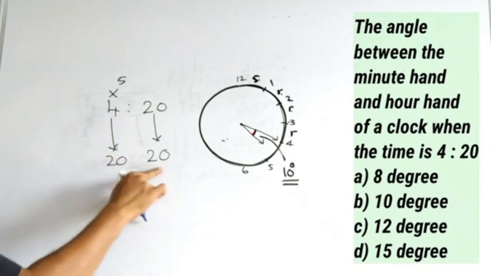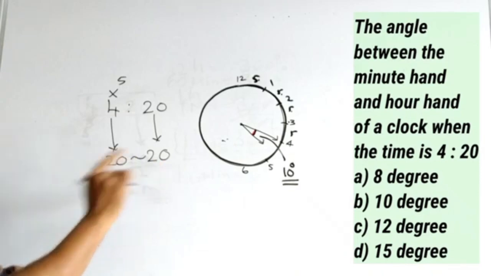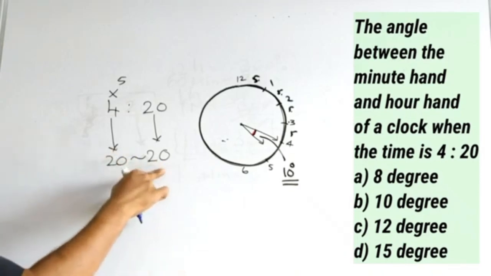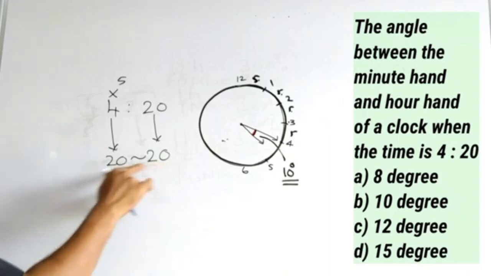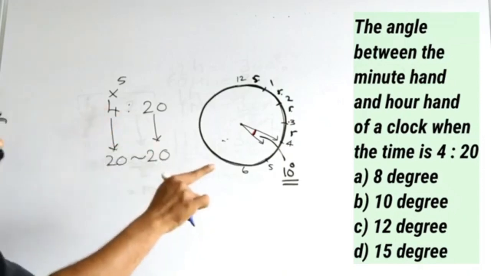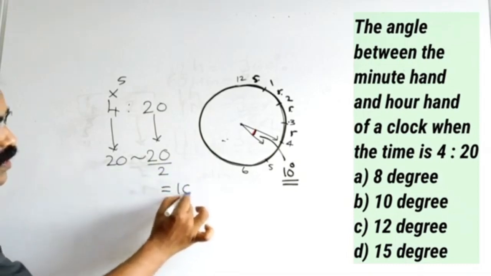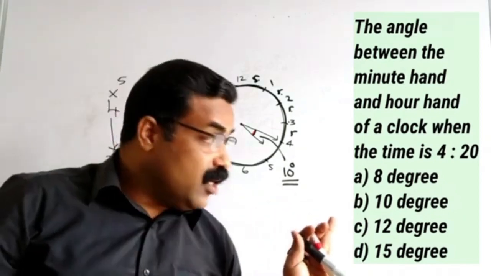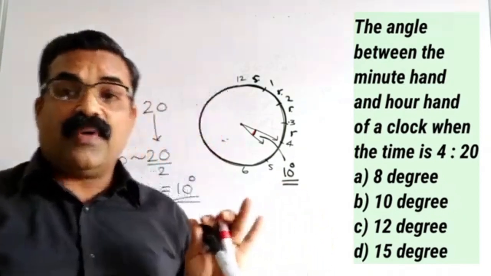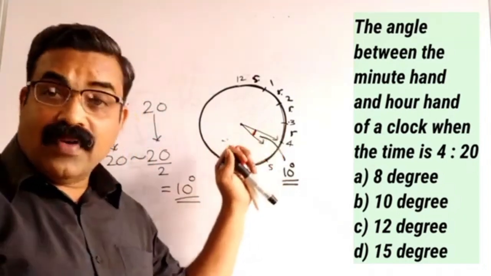Now see what this difference is. This difference is nothing. 20 and 20, there is no difference. Difference is 0. If both these numbers are equal, your answer is just to divide this number by 2 to get the answer, 10 degrees. So 10 degrees is the correct answer from the given options. So this way you can find out the angle between the minute hand and hour hand.